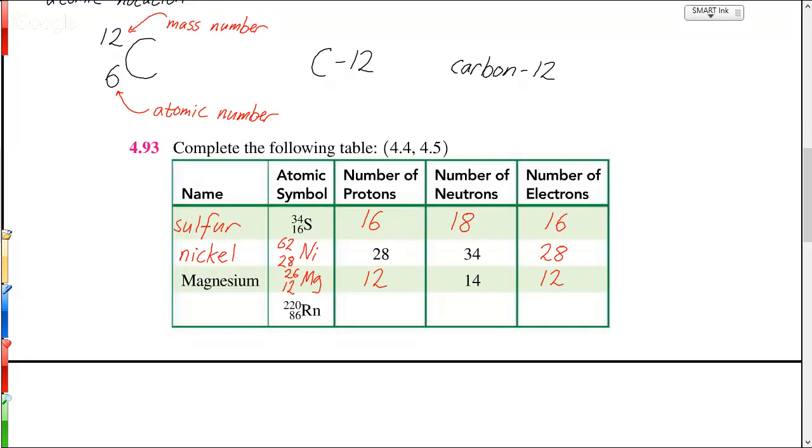Okay, last row, we just have the atomic symbol, just like the first row, we fill in everything else. So which element is that? That's radon. And the number of protons? 86. Number of neutrons? 134. So you get that by subtracting the number of protons from the mass number. And then the electrons, same as the protons again, 86.